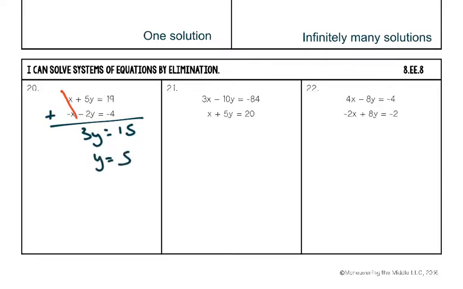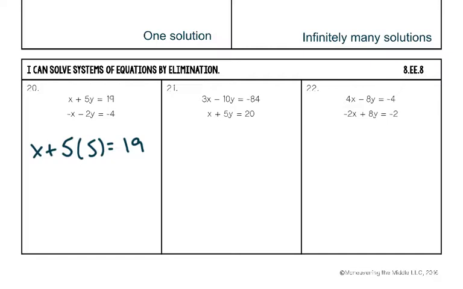y equals 5. Since I know y equals 5, I can put in a 5 for the y in either one of these equations. I'm going to choose to use the first one because I like it better. And you can choose either one you want to, as long as you put in a 5 for the y. So x plus 5 times 5 gave me 19. So x plus 25 equals 19. And then subtract 25 from both sides to get a value of x equals negative 6. So your solution to this system will be written as an ordered pair, negative 6, 5.